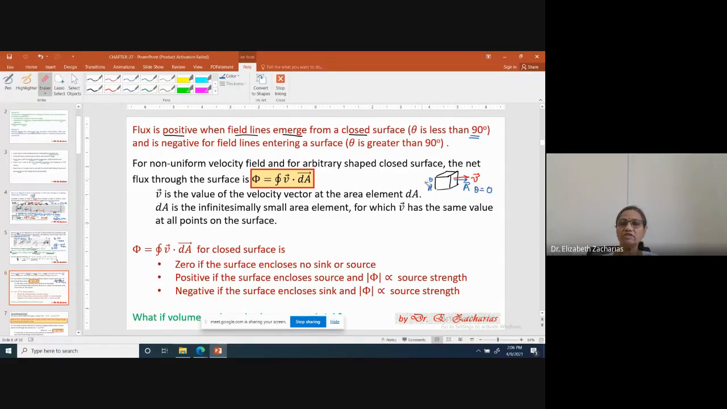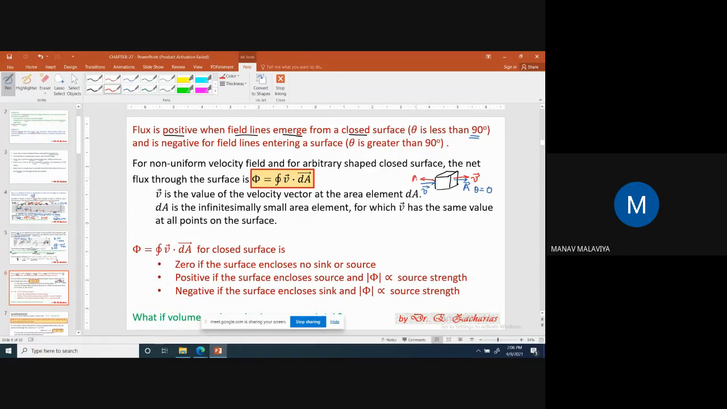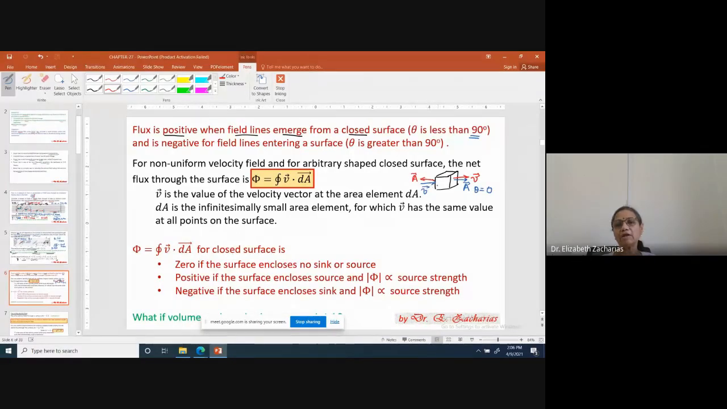Okay. Now, on the other hand, let us look at another situation. Field line is entering the closed surface. And what is my area vector? What will be my area vector here for the surface? It will be outward. It would be anti-parallel. Therefore, theta is 180 degrees and you know cos of 180 is negative. Therefore, negative.